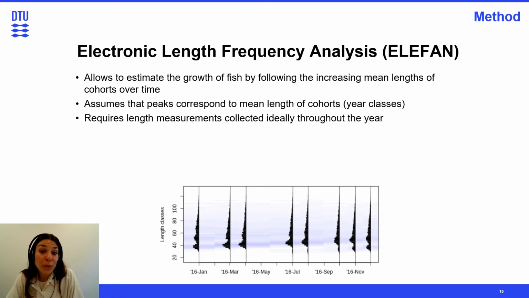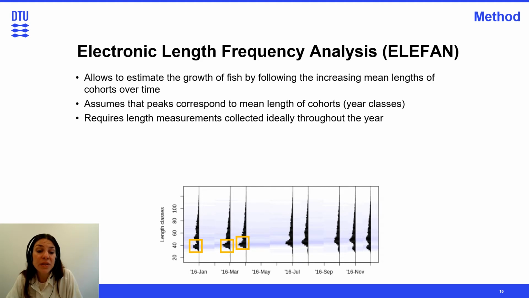To estimate those growth parameters, TropFishR uses electronic length frequency analysis. With this method, the growth of the fish is followed by identifying the mean length of the cohorts over time. Each peak, as seen on the figure, is assumed to indicate the mean length of a cohort or year class. Now, length distributions of fish of a given year class, all of approximately the same age, don't all have the same length, but rather follow a normal distribution due to, for example, differences in sampling time or individual growth.